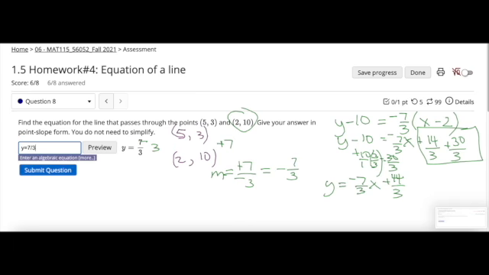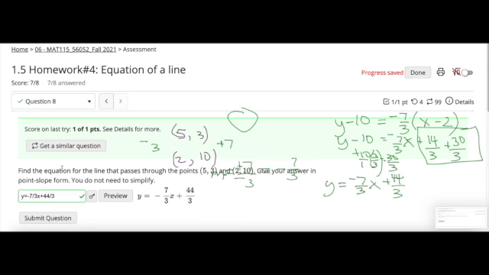Now y is equal to negative 7/3 x plus 44/3. It didn't want me to go through all that trouble. It was saying it, and I didn't read the question. That would have saved me the problem of having to do it. Oh, sorry, submit. And we got it right.